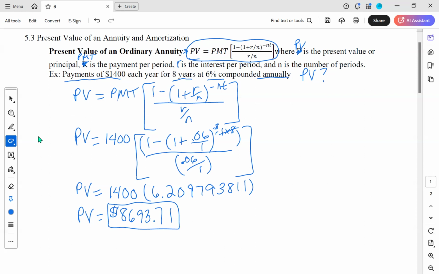So what does this mean? If we make payments of $1,400 each year for 8 years at 6% compounded annually, that's going to produce the same amount as if we put in our present value and leave it alone at 8 years for 6% compounded annually. So we've got the same scenario, but this tells us how much we would have to put in now to produce the same thing as having those payments of $1,400 each year. And so that's what present value means, is how much do we need to put in right now?